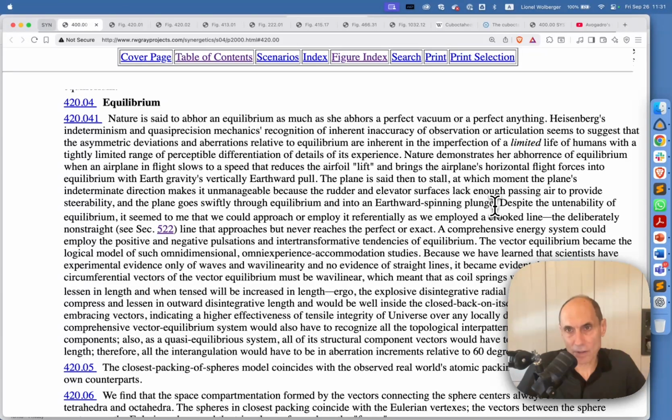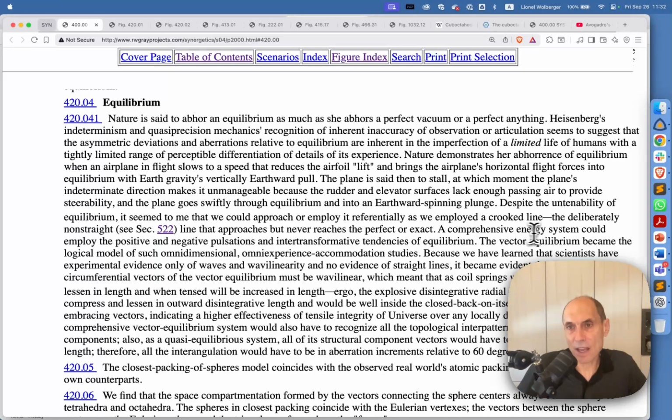Despite the untenability of equilibrium, it seemed to me that we could approach or employ it referentially as we employed a crooked line, the deliberately non-straight line, that approaches but never reaches the perfect or exact. You can examine the non-straight line. It's a way of making more concrete the fact that, of course, a line can't be perfectly straight in the natural world. It will also always waver a bit.